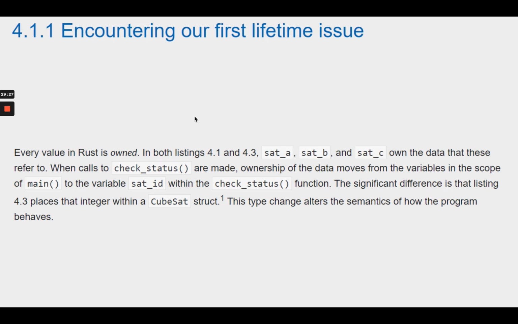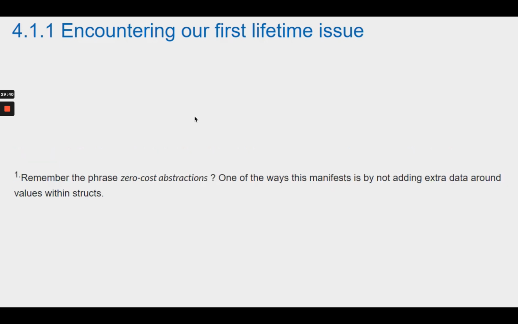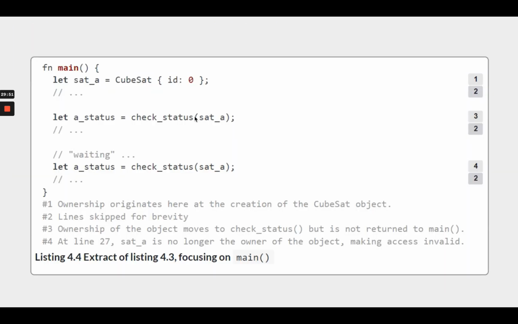The significant difference is that listing 4.3 places that integer within a CubeSat struct. This type change alters the semantics of how the program behaves. Footnote 1. Remember the phrase zero-cost abstractions? One of the ways this manifests is by not adding extra data around values within structs. The next listing provides a stripped-down version of the main function from listing 4.3. It is centered on sat_a and attempts to show how ownership moves from main into check_status.